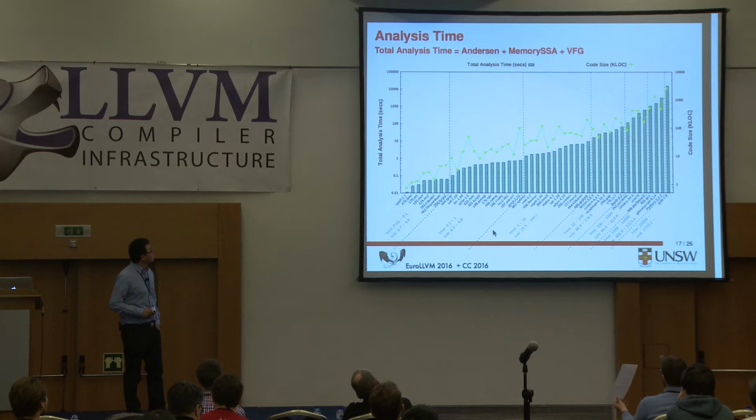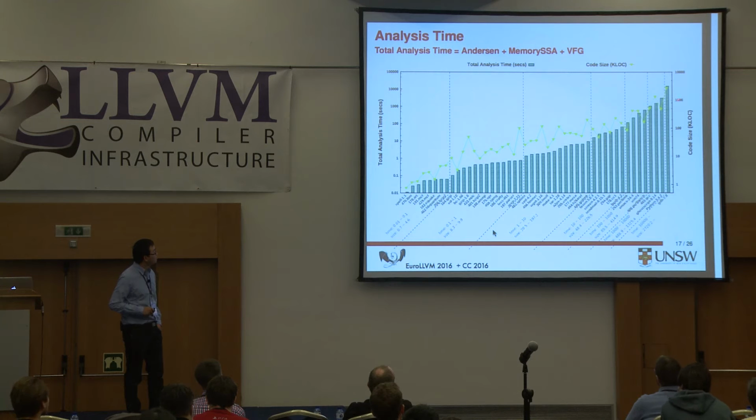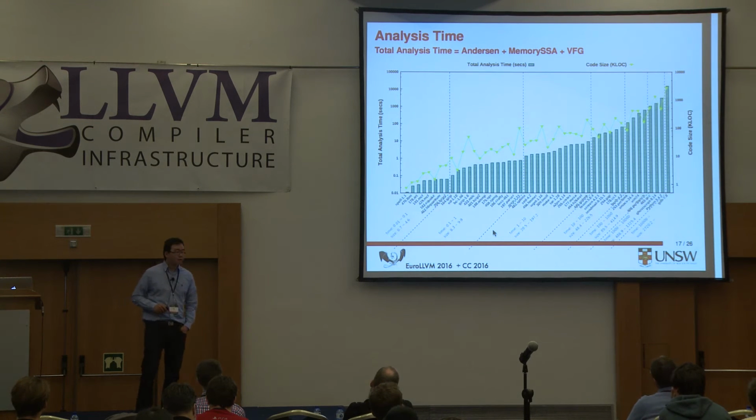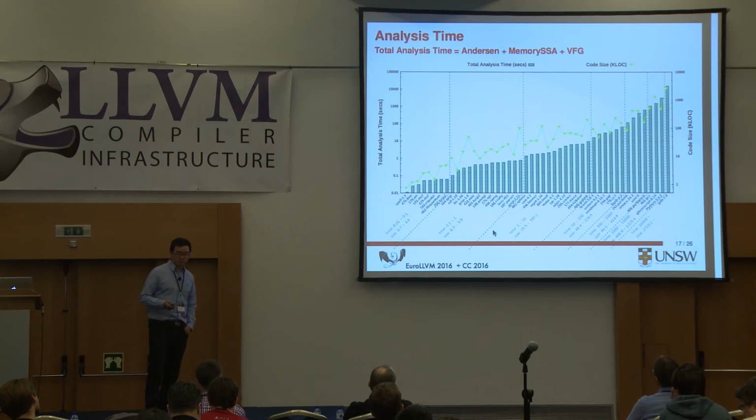We can say there are a few exceptions. For example, this one, PSAN, its analysis time is higher than the third one, GoScript. However, the code size of GoScript is larger than PSAN. The reason is that this program, PSAN, is more complex. The number of pointers in PSAN is more than twice that in the program GoScript.